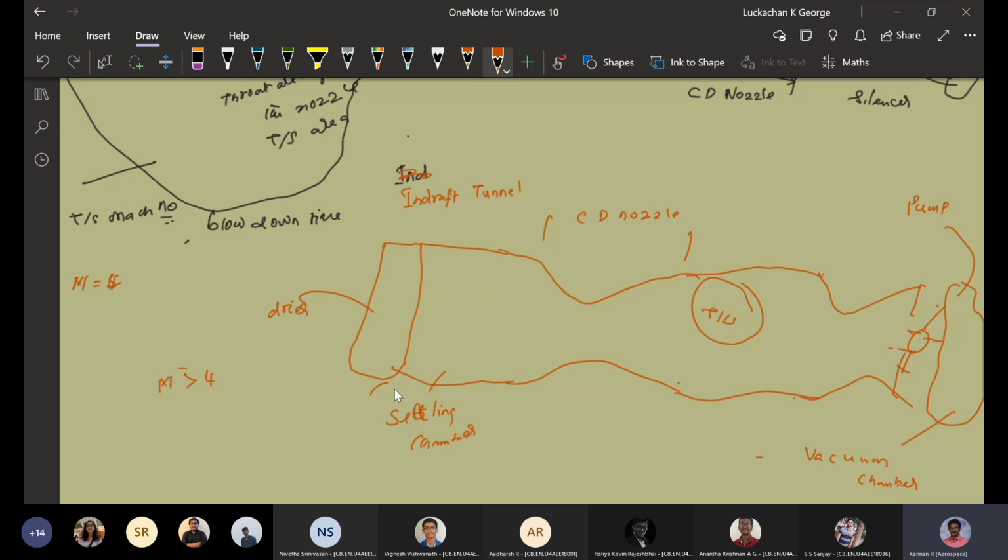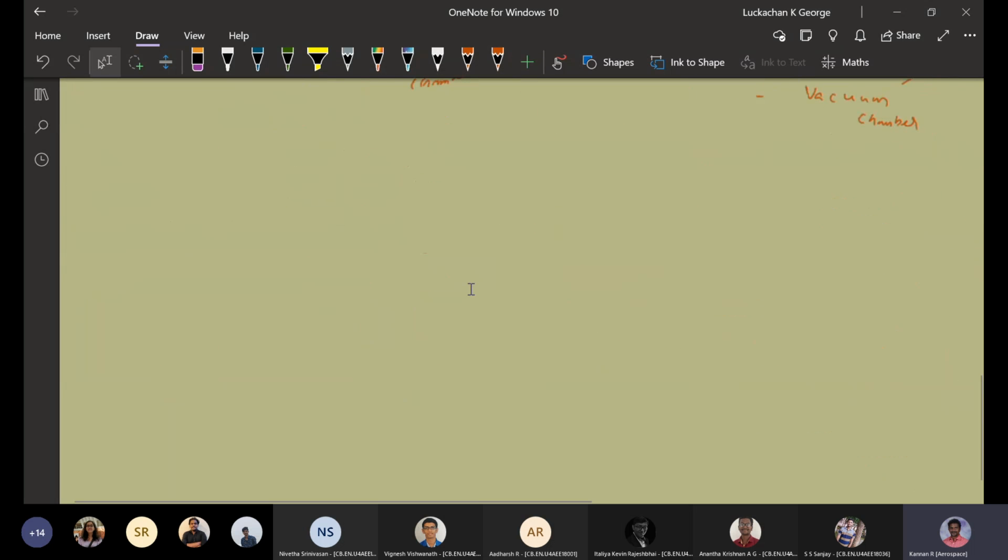It's basically your indraft tunnel and blowdown tunnel and all, a supersonic tunnel. You are going to achieve a supersonic flow. Shock tube is something different. There you can go for multiple reflection of shocks. Based on that, I'll take up that shock tube separately with the diagram.